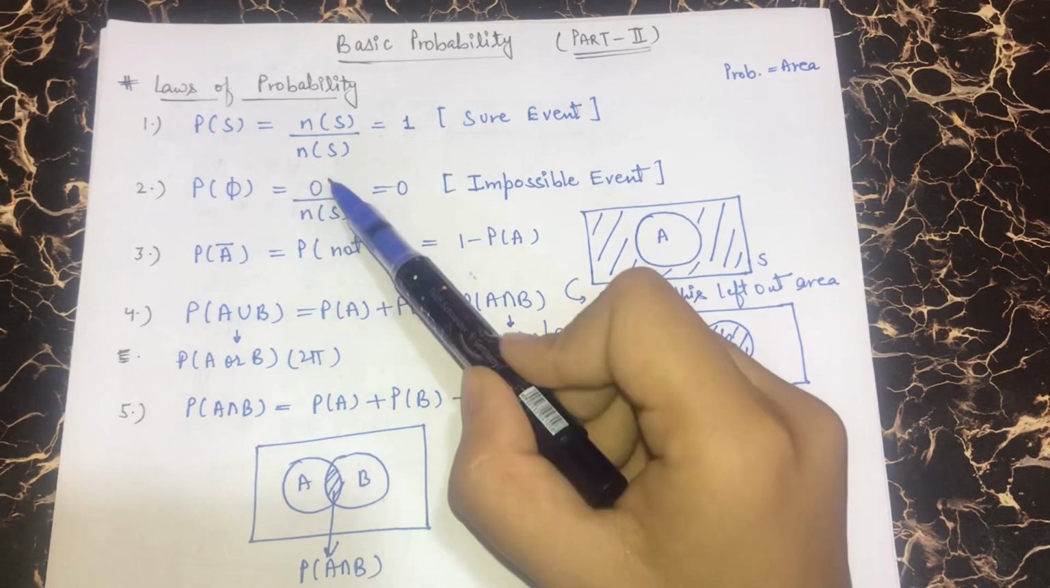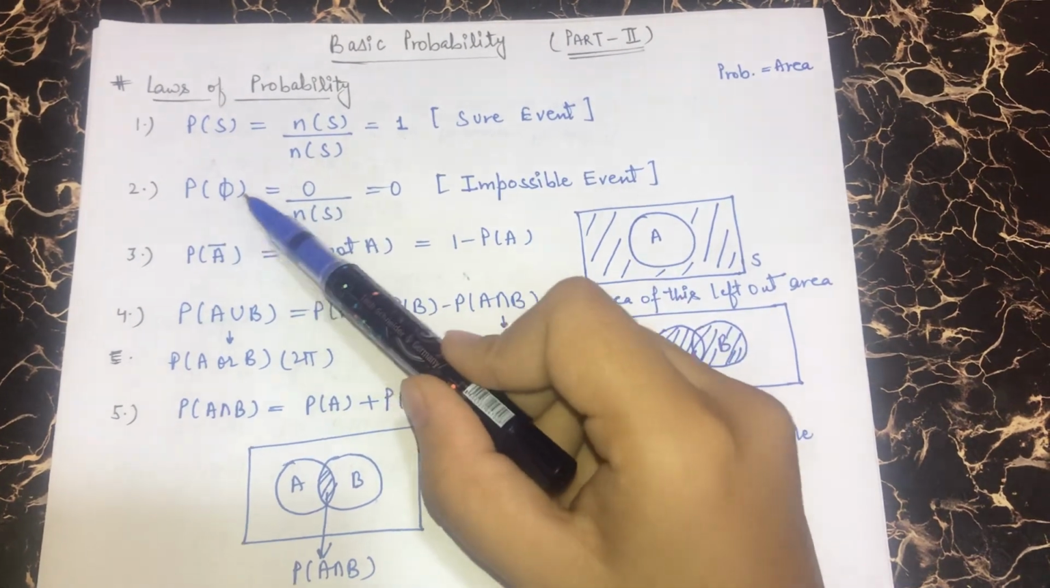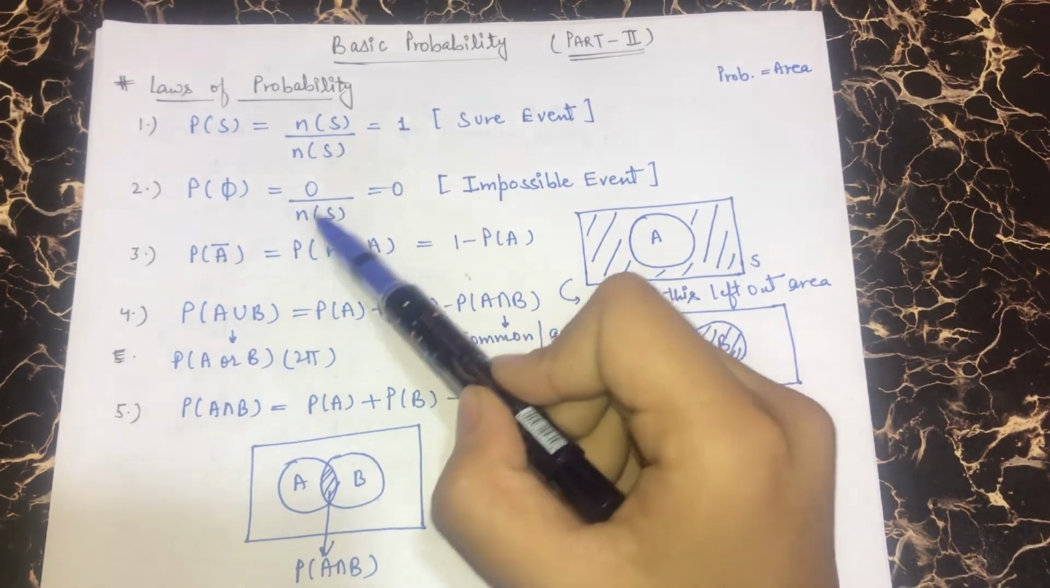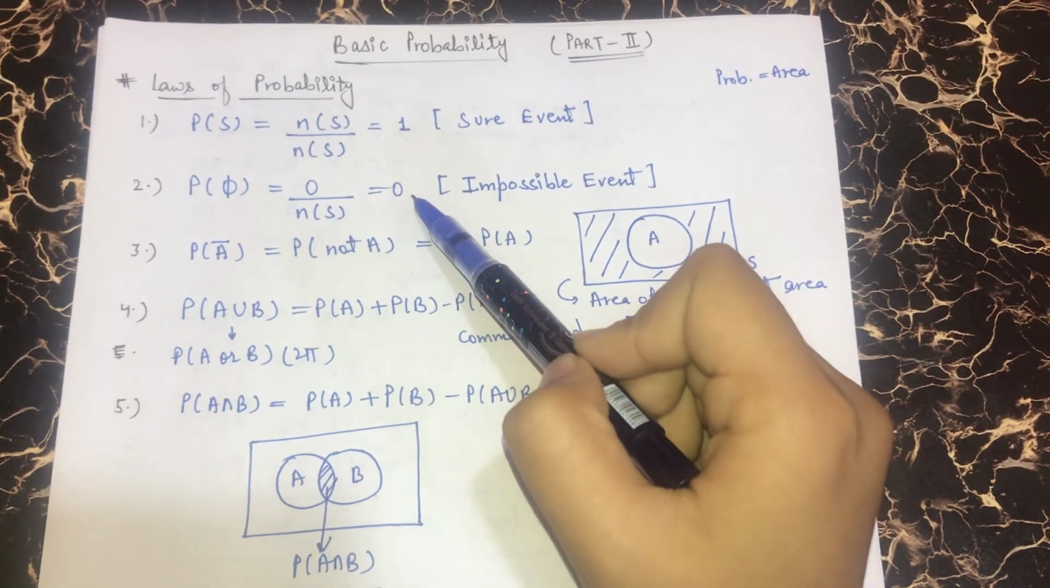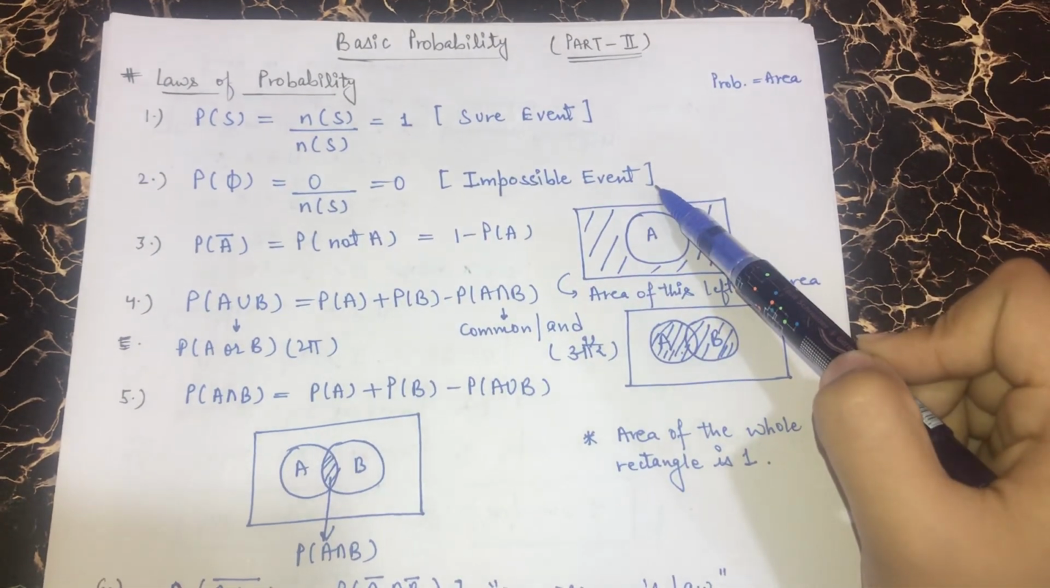And if the probability of phi is 0 divided by n(S), then it will simply be 0, which is nothing but an impossible event.